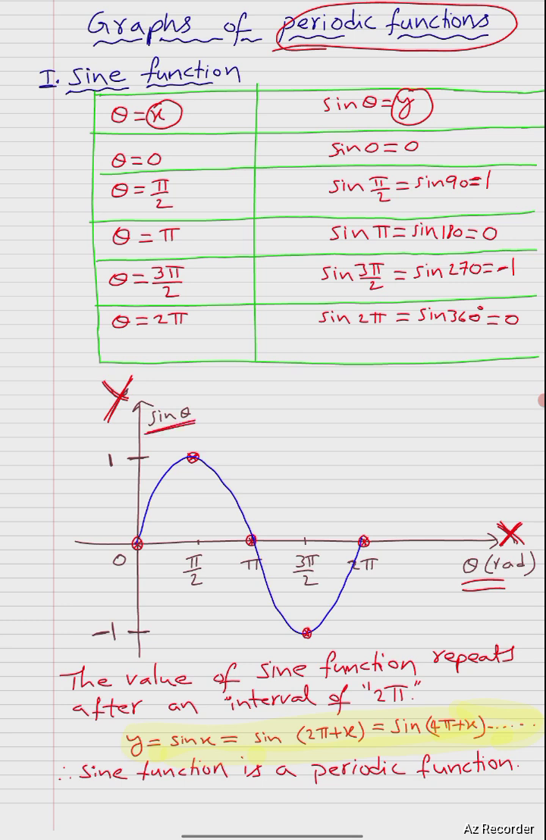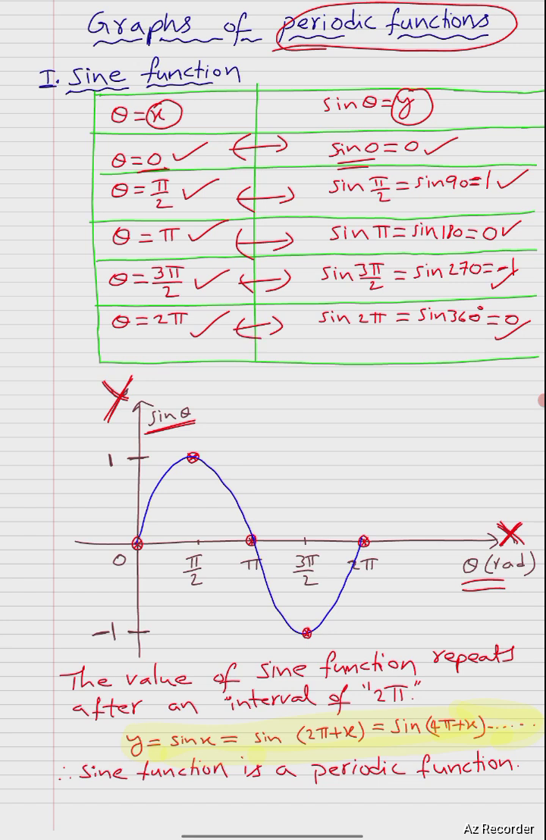take the value of sine theta. Now first let us start with 0. When theta is 0, sine value is also 0. When theta is pi by 2, sine value is 1. When theta is pi, sine value is 0 again. When theta is 3 pi by 2, sine value is minus 1. When theta is 2 pi, its value is 0. So plot the graph for these corresponding values.